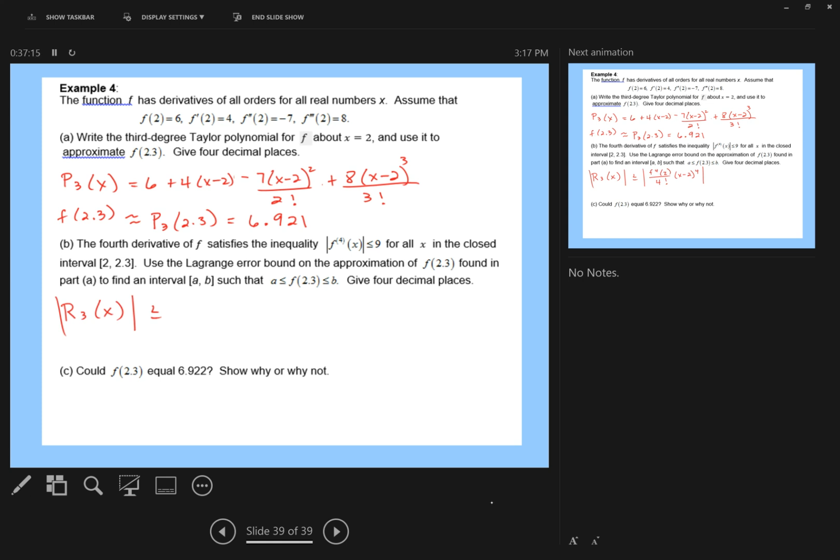Set up your absolute value. Which derivative are we using? Aren't we using the fourth derivative? Because it was a third degree polynomial. Don't forget, this one was centered at 2, so you're going to have the x minus 2 to the fourth. Everybody doing okay?